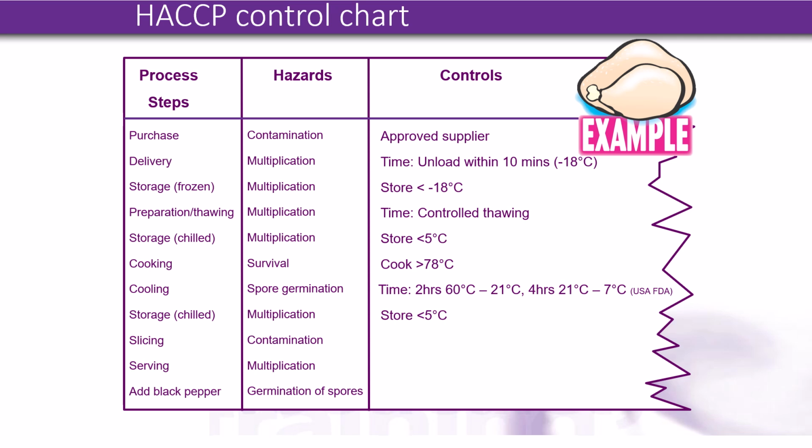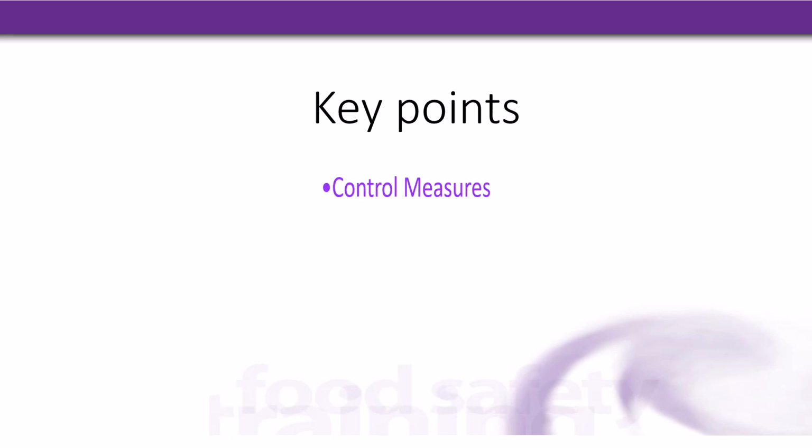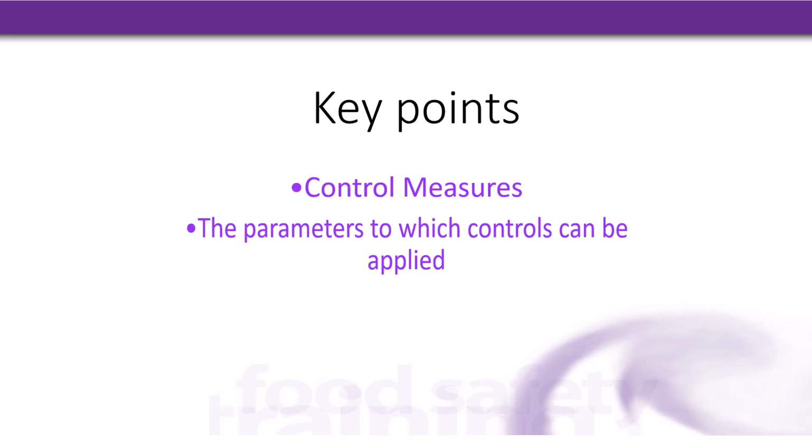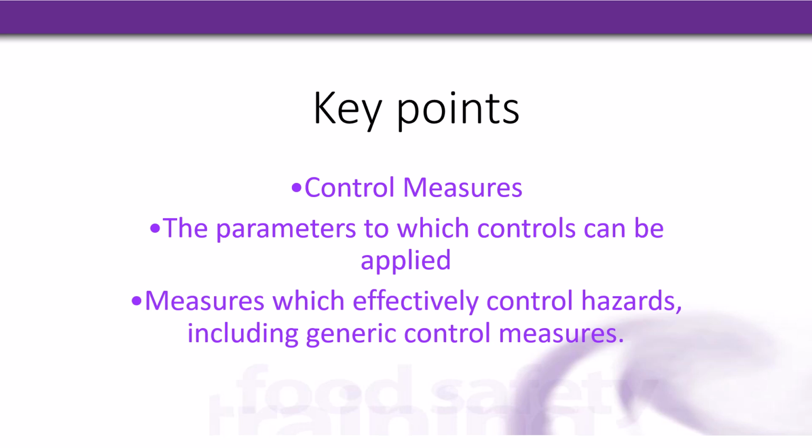Store at less than 5 degrees C. Clean and disinfect food surfaces. Serve within 15 minutes of removal from fridge, and add black pepper just before eating. So the key points: we looked at control measures, the parameters to which controls can be applied, and measures which effectively control hazards, including generic control measures.